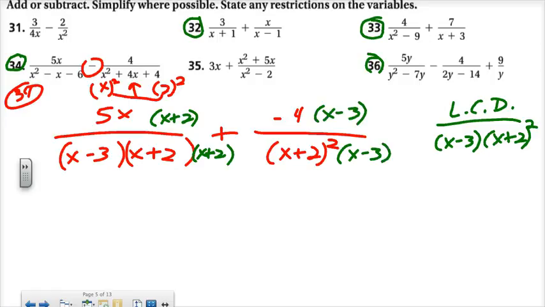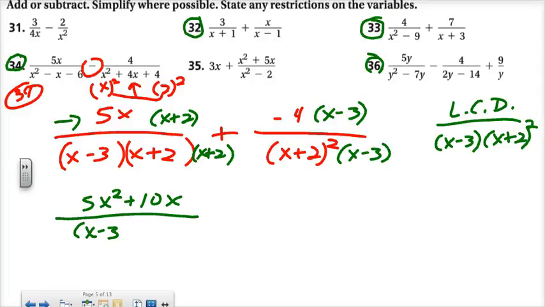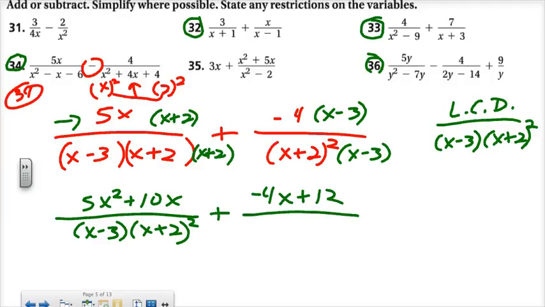And this is, right now, why it's so important that you change that to adding a negative. Notice that we're going to be changing some signs up there, and that is the most common mistake made in mathematics. So we have 5x times x plus 2. That will be 5x squared plus 10x over x minus 3 times x plus 2, the quantity squared, plus negative 4x plus 12 over x minus 3 times the quantity x plus 2 squared. Again, our numerators, the order doesn't matter down there because multiplication is commutative.